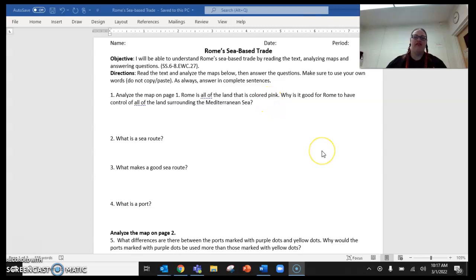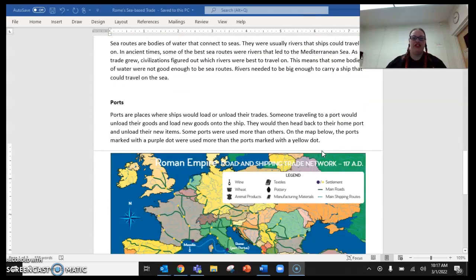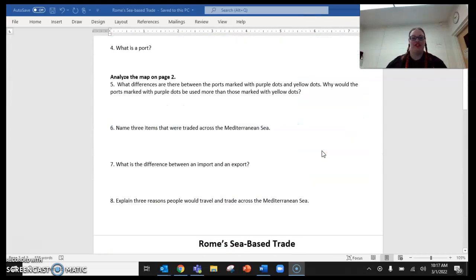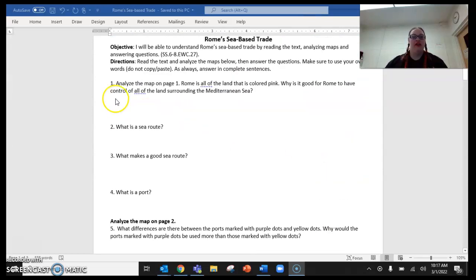So anytime we have a text to read and then questions to answer, what are we going to do first? That is right, we're going to read the questions first. So let's do some pre-reading. Number 1, analyze the map on page 1. Rome is all of the land that is colored pink. Why is it good for Rome to have control of all of the land surrounding the Mediterranean Sea? Number 2, what is a sea route? Number 3, what makes a good sea route? And number 4, what is a port? So that's all on page 1.